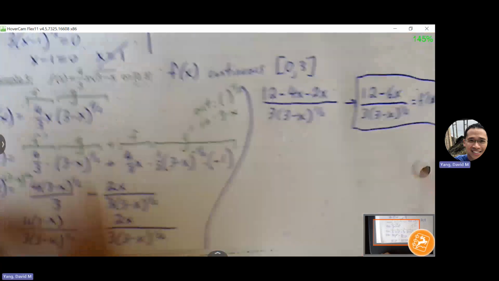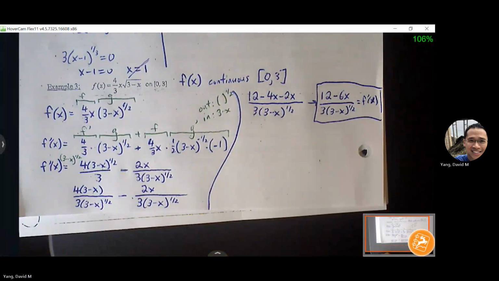And then from here, we can find my critical points. Everybody see how I got the two denominators to match, push the numerators together, combine like terms?